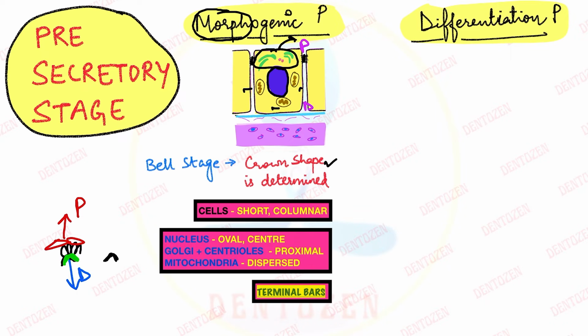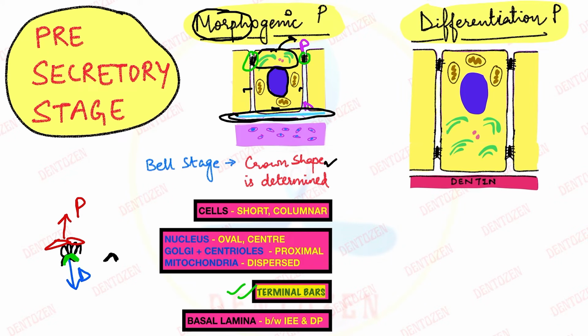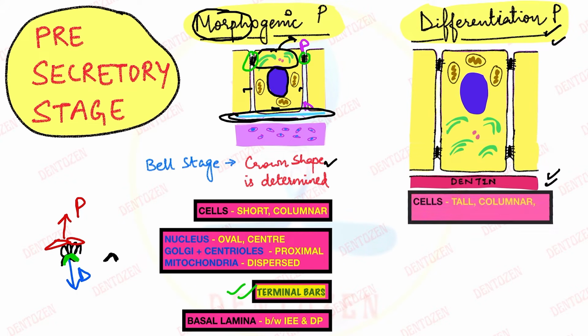So the cells also have junctions in between them, as we can see here, which connect them, and these are known as terminal parts. Also, cells have a basal lamina, the blue line, which separates them from the underlying dental papilla cells. Now, as the first layer of dentin is formed, cells get the signal and they differentiate. Now they become tall columnar.